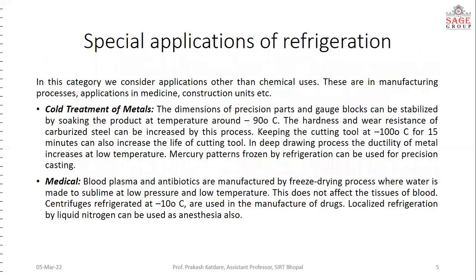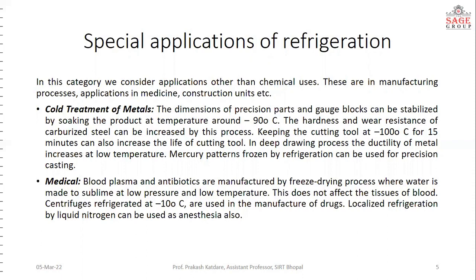Then we have another special category. In this category, we consider applications other than chemical uses. These are in manufacturing process, application in medicine, construction, etc. The first one is cold treatment of metal. The dimensions of precision parts and gauge block can be stabilized by soaking the product at temperature around -90. The hardness and wear resistance of carbide steel can be increased by this process. Keeping the cutting tool at -100 degrees centigrade for 15 minutes can also increase the life of cutting tool.